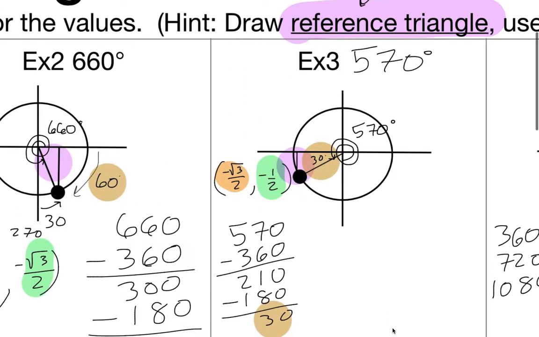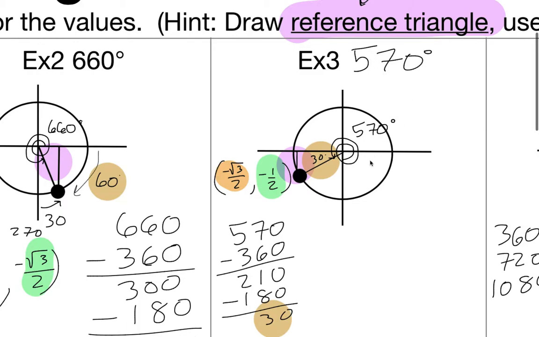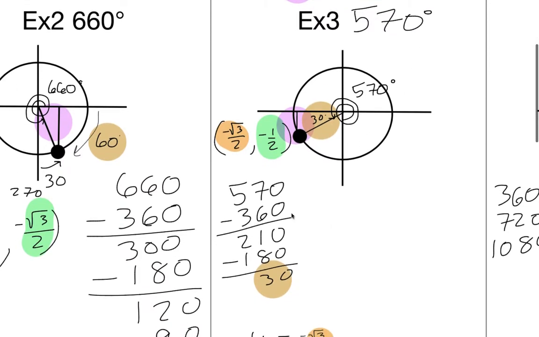So if they give you 570, then I know I can subtract out 360 for one full rotation around, and then an additional 180 to get a half rotation, and then 30 degrees. So we're going to go once around, another halfway around, and then 30 degrees to get the reference angle right here, drawing this reference triangle.